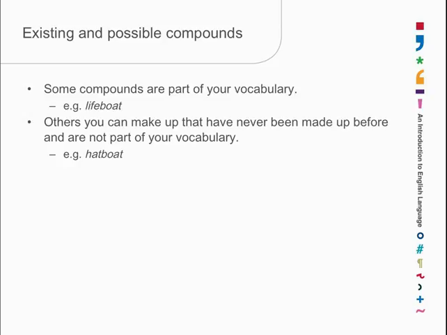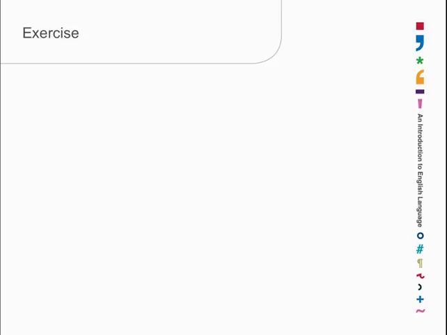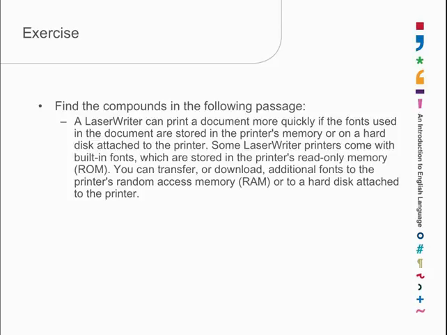So let's see if we can identify compounds on the basis of this rather cursory discussion of them. Here's a passage taken from a computer manual. In fact, it's from an Apple computer manual. A laser writer. Yes, well, a laser writer is a kind of writer, so that's a compound. It can print a document more quickly if the fonts used in the document are stored in the printer's memory or on the hard disk. Hard disk. Okay, so laser writer doesn't have a space between laser and writer, whereas hard disk does have a space. How can you tell that they're compounds?